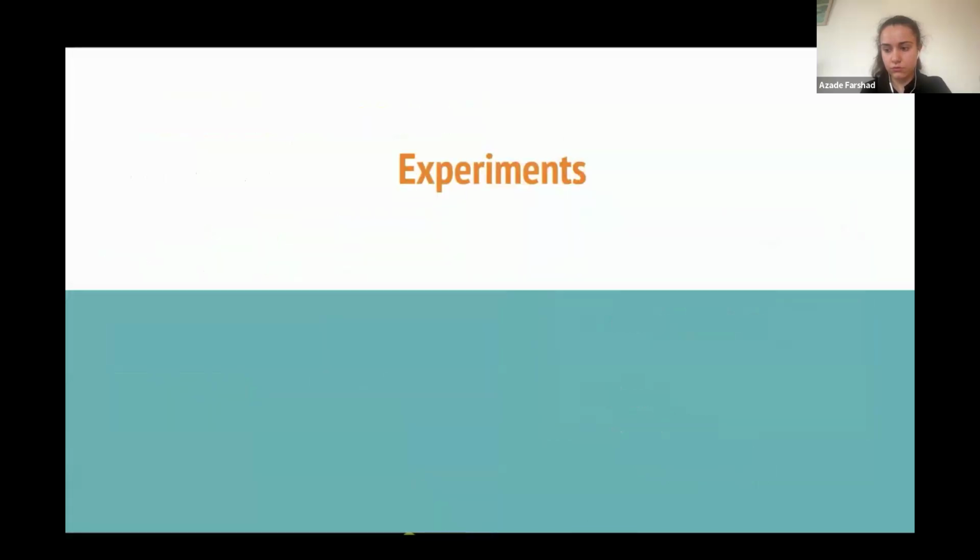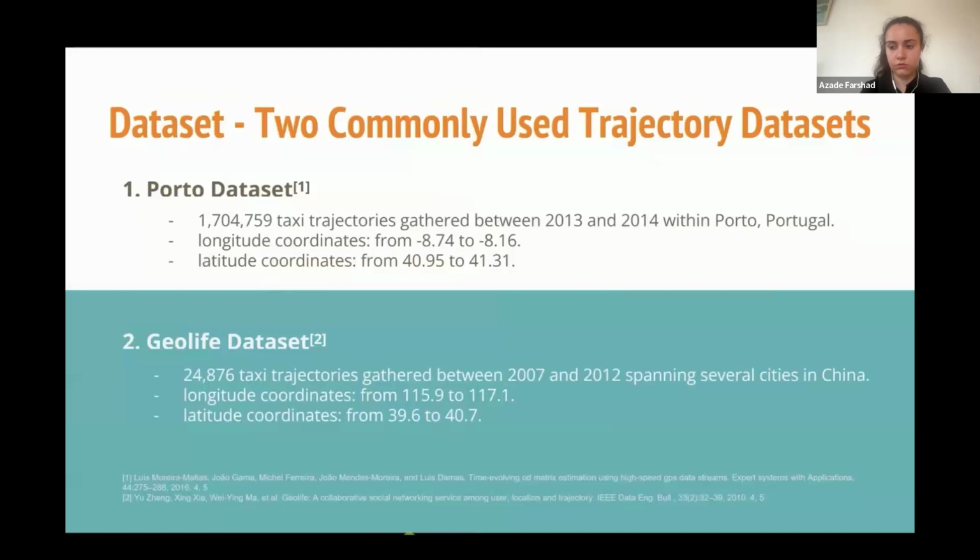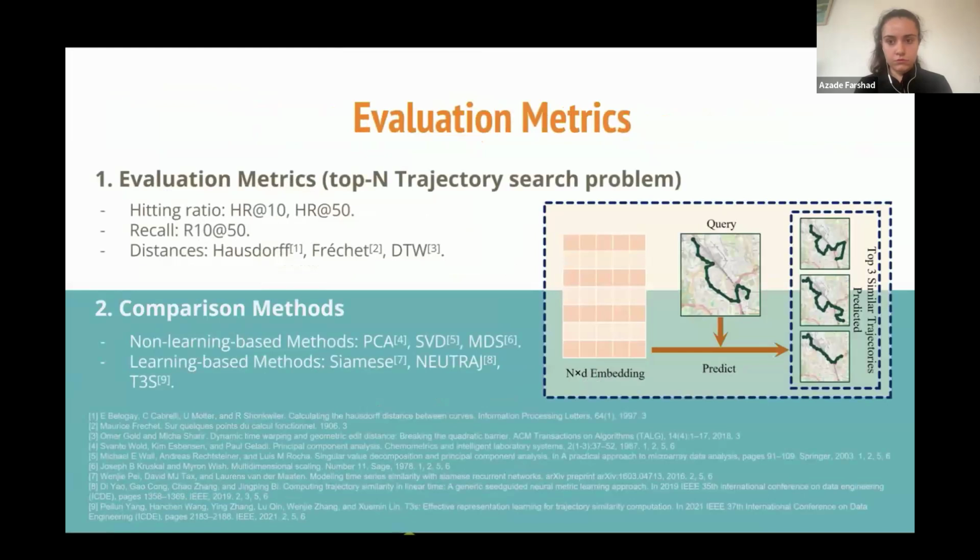To evaluate our pipeline's performance, we conduct extensive experiments on two commonly used trajectory datasets collected from real-world data points: Porto, which contains taxi trajectories, and GeoLife, which includes GPS trajectories of users. Considering the complexity and variability observed in real-world traffic trajectories, the Porto and GeoLife datasets are ideal for evaluating model performance. To conduct an objective evaluation, we evaluate the model performance on the top-n similarity search problem.